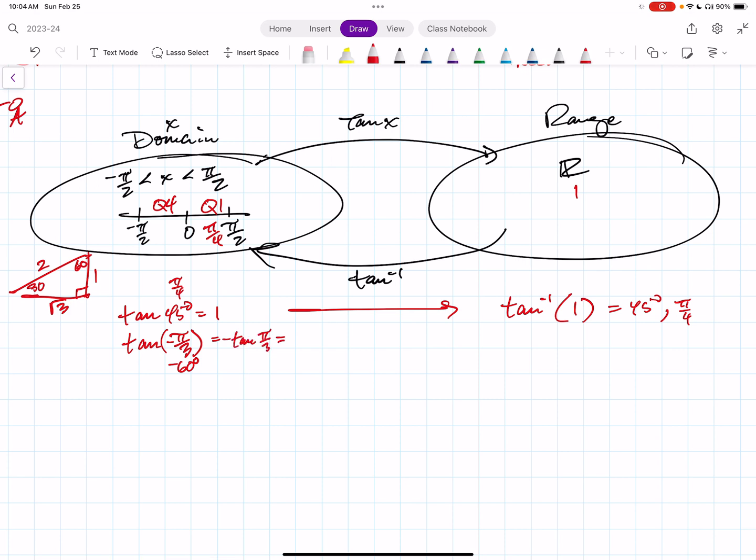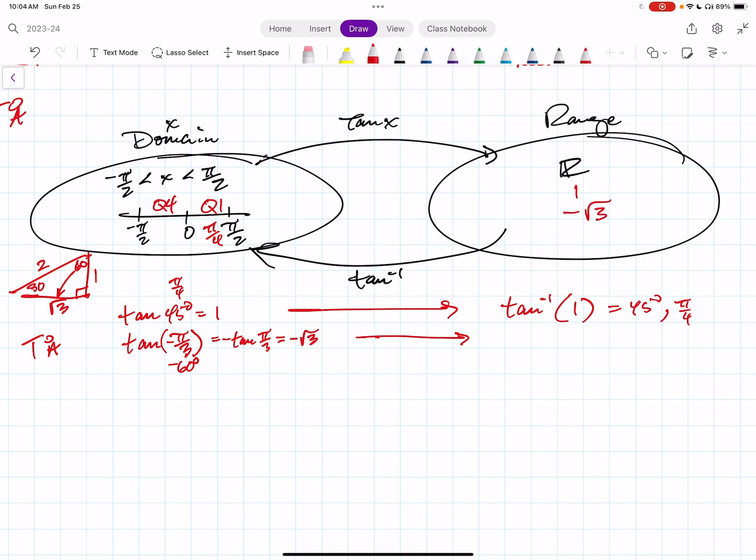So what's that? Well, if you look at the diagram here, the opposite of 60 is root 3, and then the adjacent is 1. Root 3 divided by 1 is root 3. So our answer is negative root 3. Again, tangent is opposite divided by adjacent, so root 3 over 1. Simple, right? Okay, so now negative root 3 is over here in the range, right?